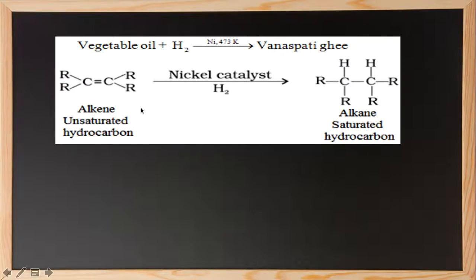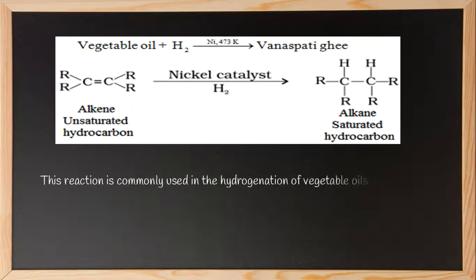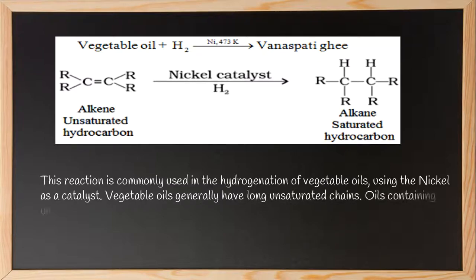So the basic idea is that unsaturated hydrocarbons attach with hydrogen in the presence of a catalyst like nickel or palladium and form a saturated hydrocarbon, which has single bonds. So this particular reaction is commonly used in the hydrogenation of vegetable oils using nickel as a catalyst. Vegetable oils generally have long saturated chains. Oils containing unsaturated fatty acids should be chosen for cooking.